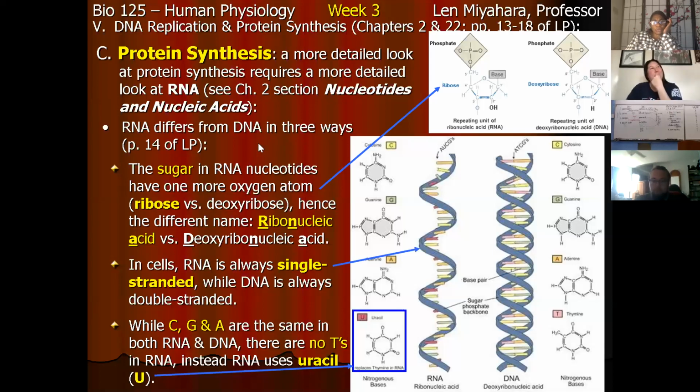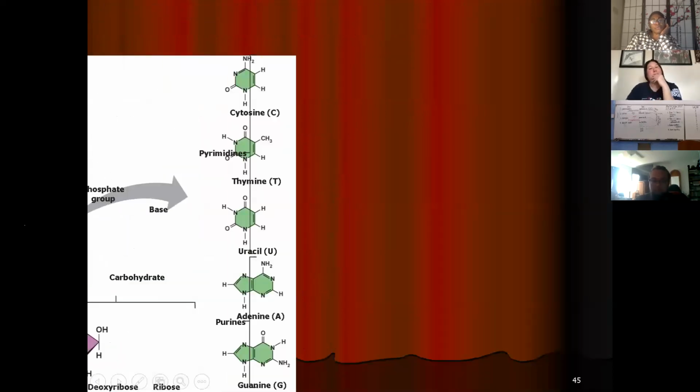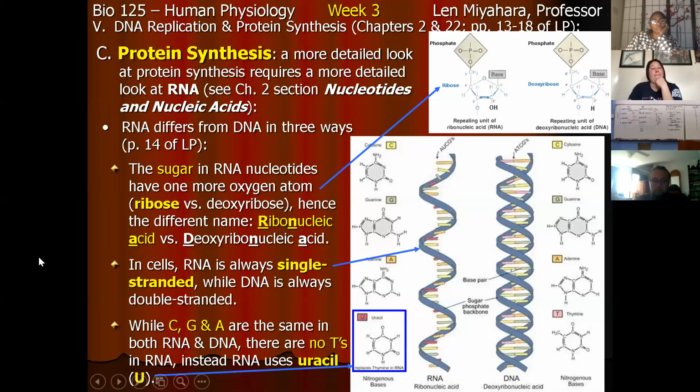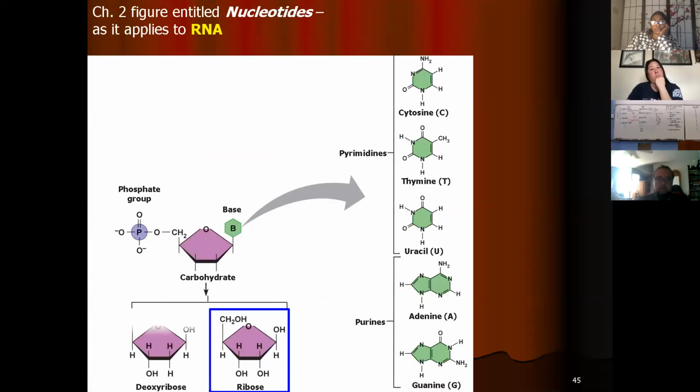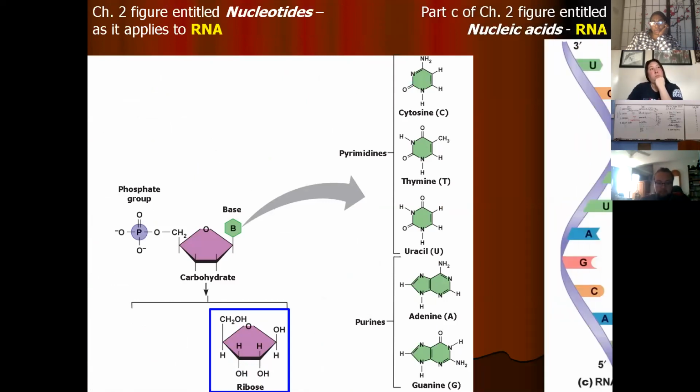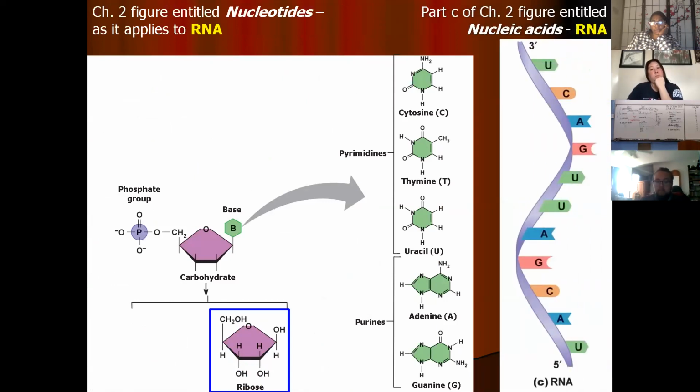And there's your three differences right there. Okay? The sugar, always single-stranded, and one of the pyrimidines is different. So again, it's ribose instead of deoxyribose, always in a single strand. And instead of thymine, it's uracil, but it takes the same place as thymine in DNA.